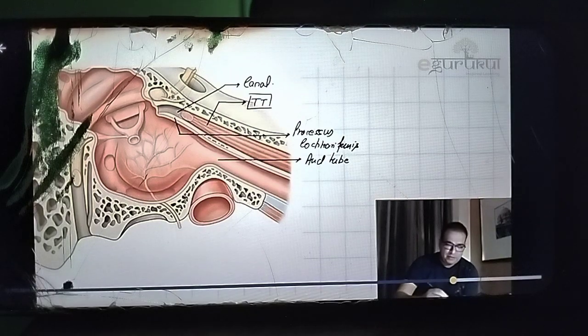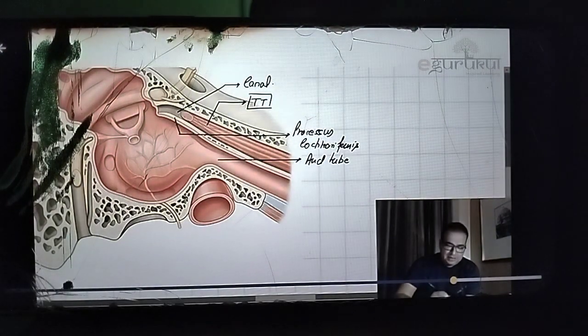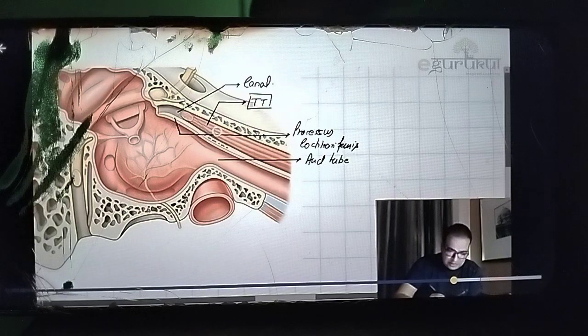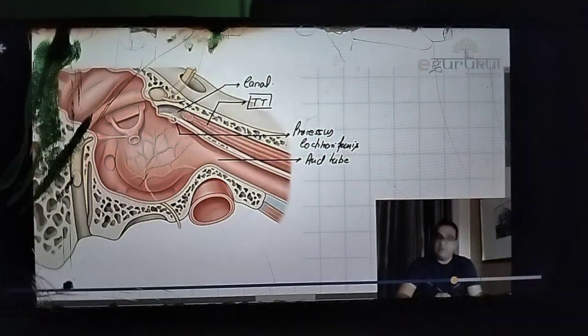There is a more real kind of picture. So we have a canal for the tensor tympani muscle. That is the processus cochleariformis, and you can see obviously that this muscle can go like this and turn using this processus cochleariformis as a pulley.